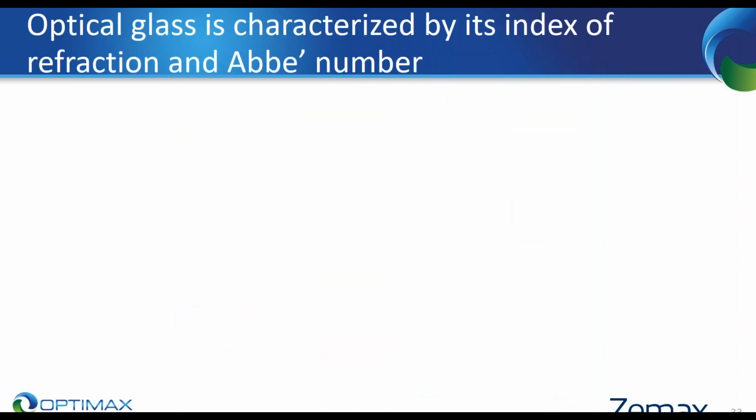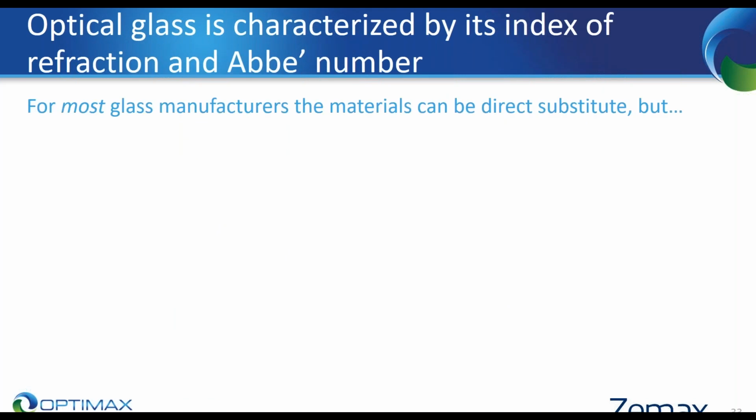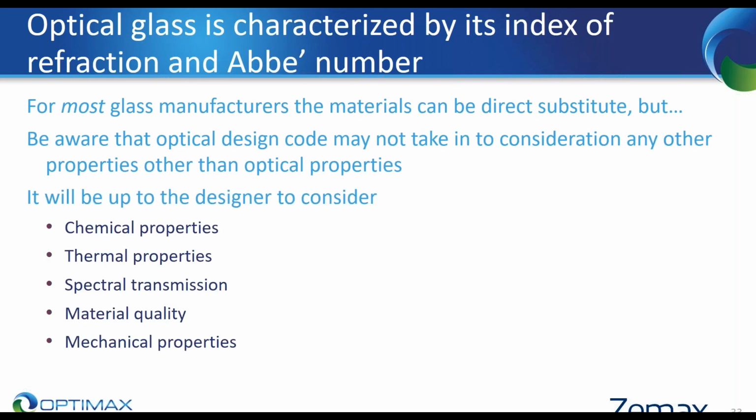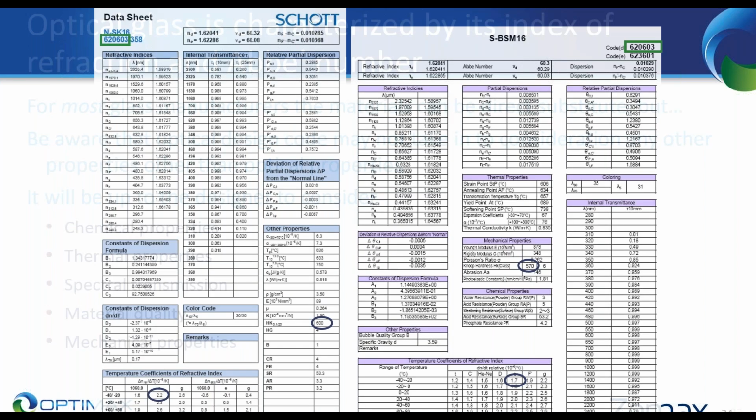So let's start off with glass material. We talked about some of these properties already, and we talked about how optical glass is characterized by its index of refraction and Abbe number. For most glass manufacturers, the materials can be a direct substitute. But be aware that the optical design code may not take into consideration any properties other than optical properties. It will be up to the designer to consider chemical properties, thermal properties, spectral transmission, material quality, and mechanical properties.